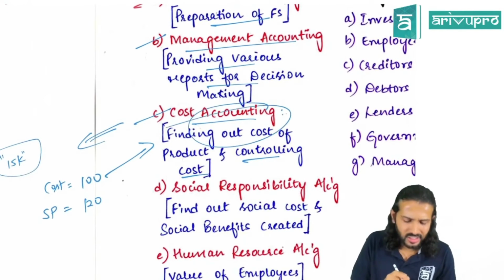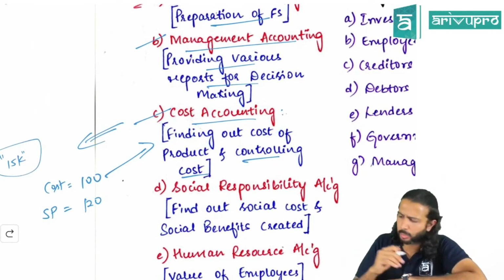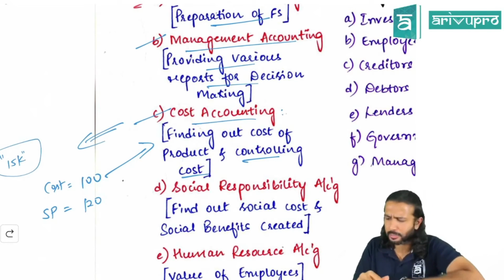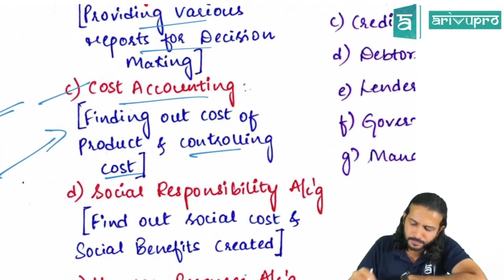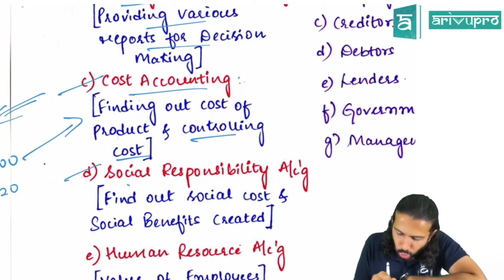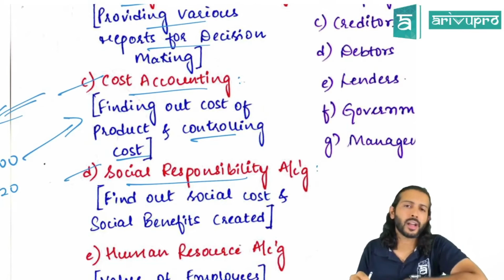You'll learn there is a separate topic known as costing in your CA Inter level. You'll be learning all about this in your next level. You don't have to worry about cost accounting for the time being. That is a separate subject altogether. Okay, awesome. Next is social responsibility accounting, another subfield of accounting.